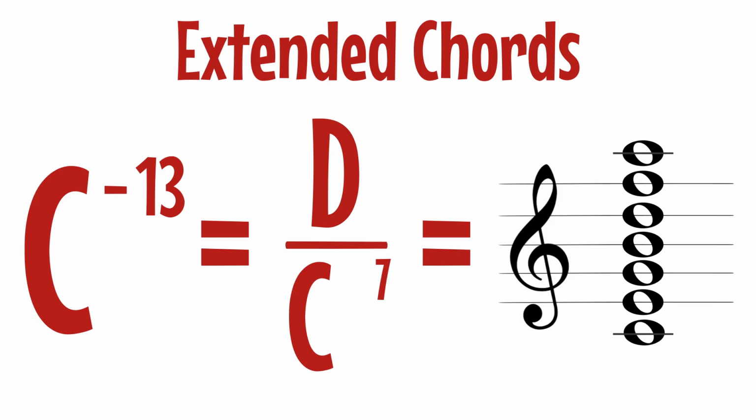A minor 13th chord is composed of a minor triad over a minor 7th chord. The minor 13th chord sounds like this.